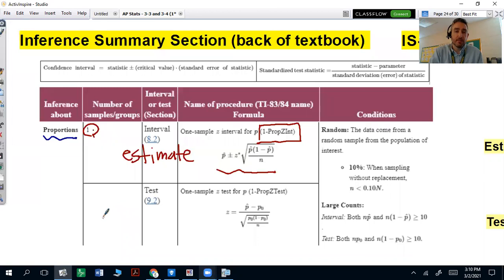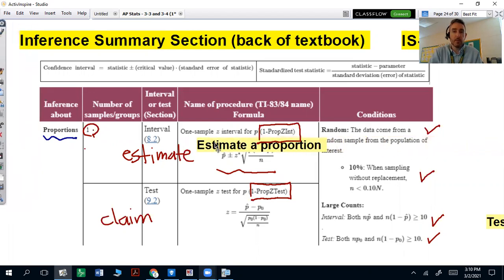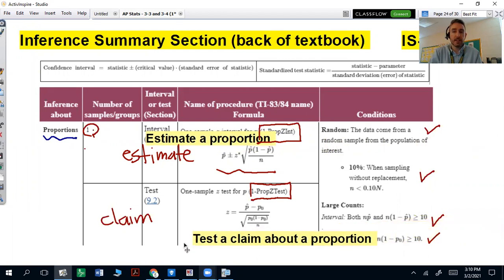If you're trying to test a claim, we run a test. And this is a one prop z test. So there's the interval and the test statistic, but the calculator will give you the interval and the p-value if you run those in there. Remember the conditions for them are random, 10%, and for proportions it's large count. So np and n(1 minus p) are both at least 10. That's your normal conditions for those. So again, you either estimate a proportion versus testing a claim about a proportion.